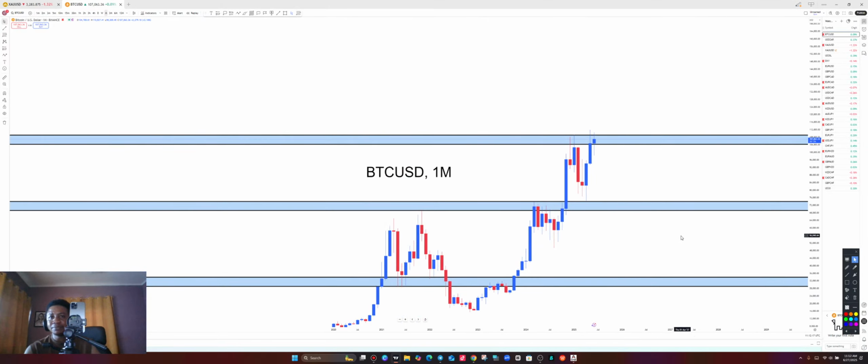All right, so this is BTC USD on the monthly time frame. We have the monthly upper, the mid range, and then the lower zone. Price is in a trend on the monthly time frame. We've seen higher high, higher low, higher high, higher low. We are going all the way to the upside.